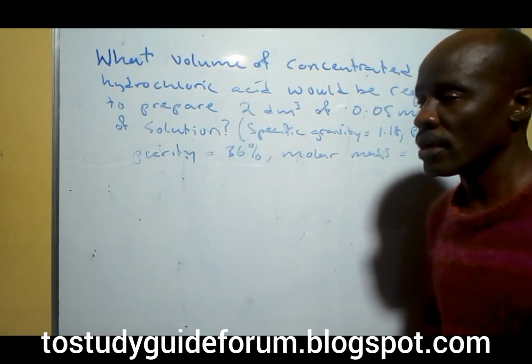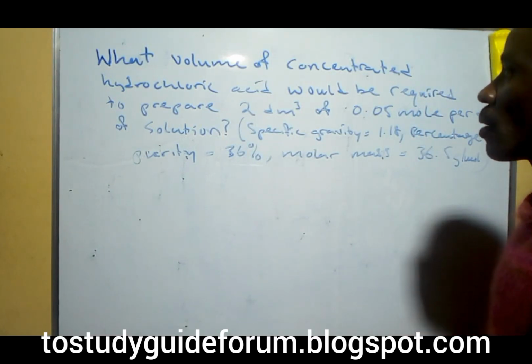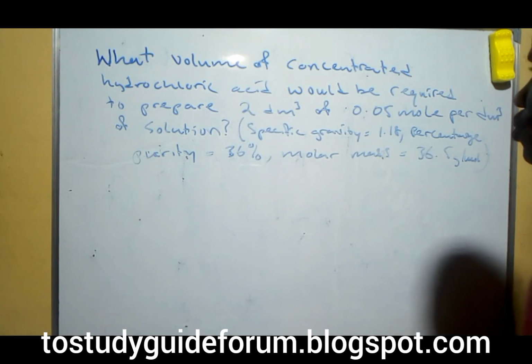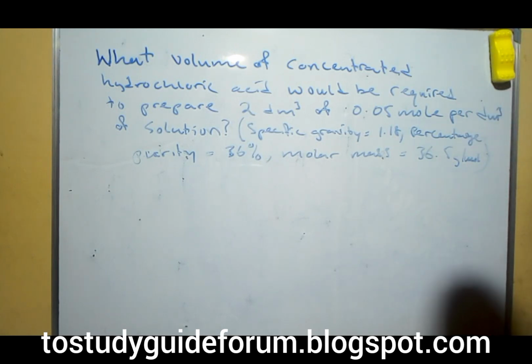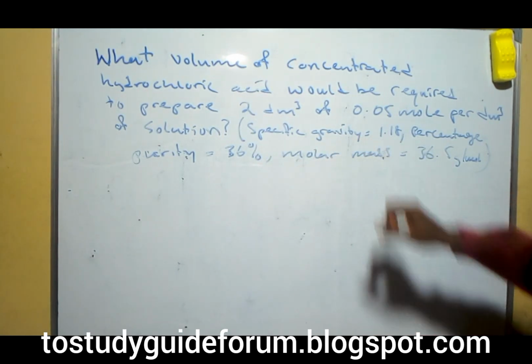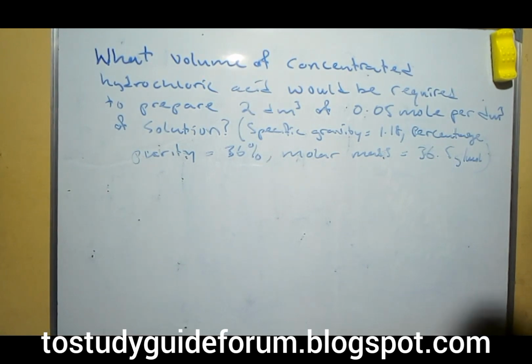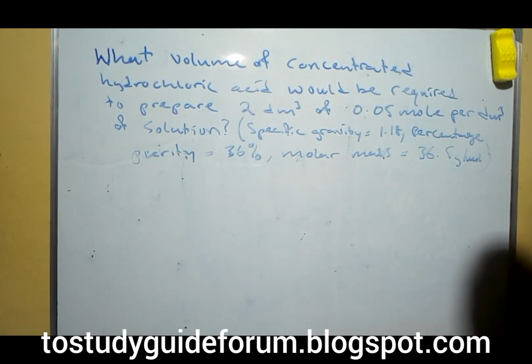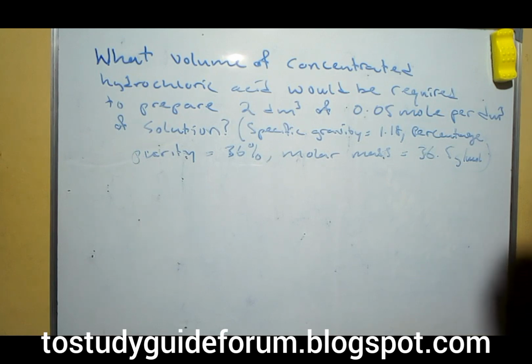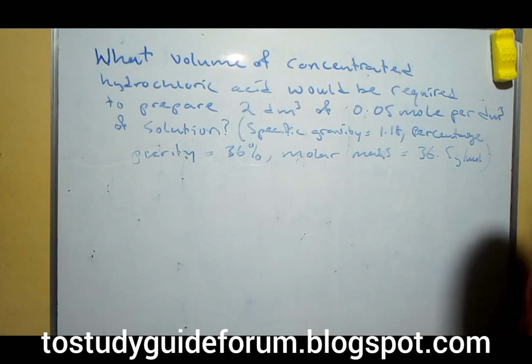So the question we have here says: what volume of concentrated hydrochloric acid will be required to prepare 2 dm³ of 0.05 mole per dm³ of solution. We have the specific gravity of 1.18, percentage purity 36%, molar mass 36.5 grams per mole. So these are the basic information we need to prepare a standard solution of hydrochloric acid.